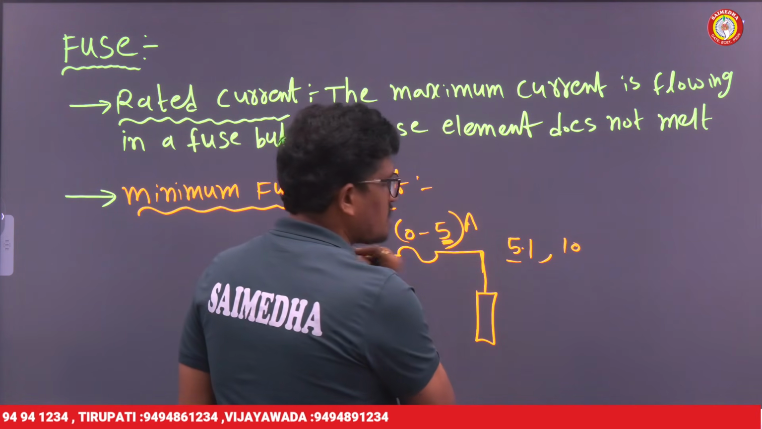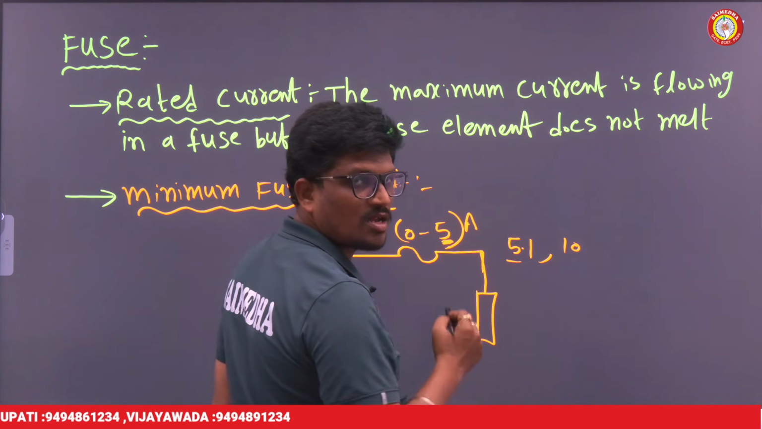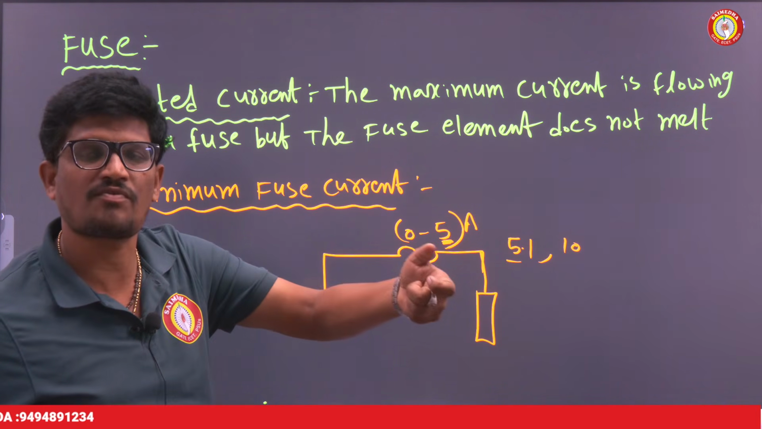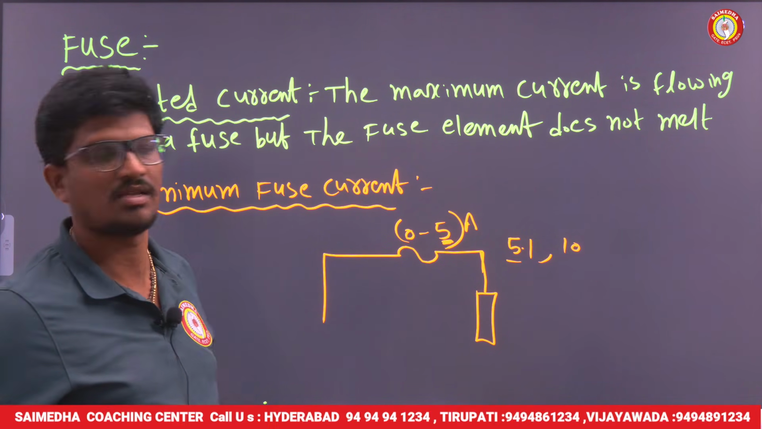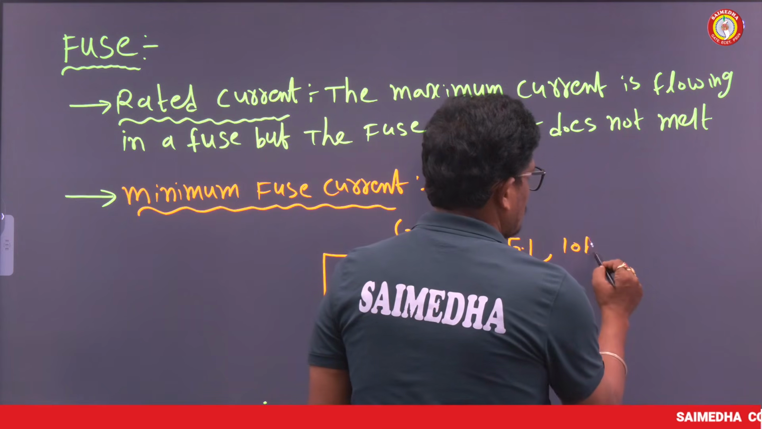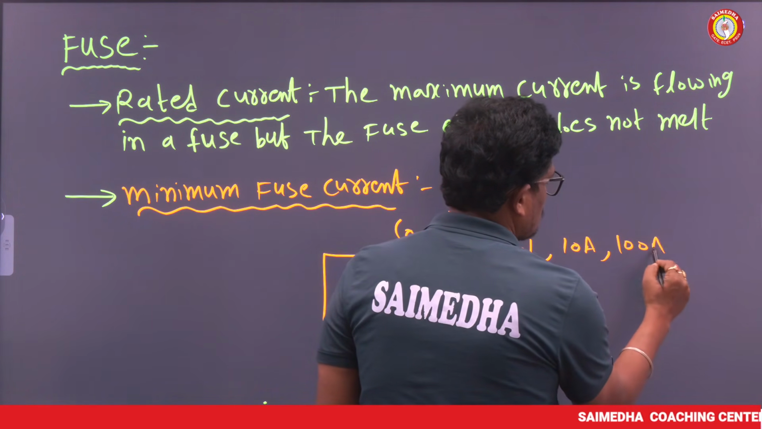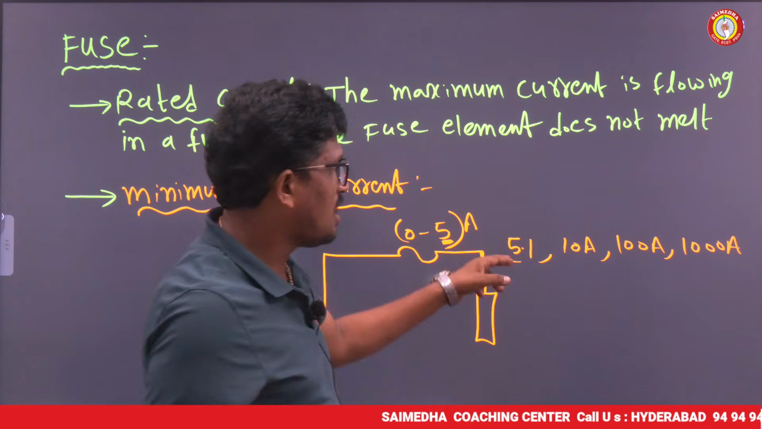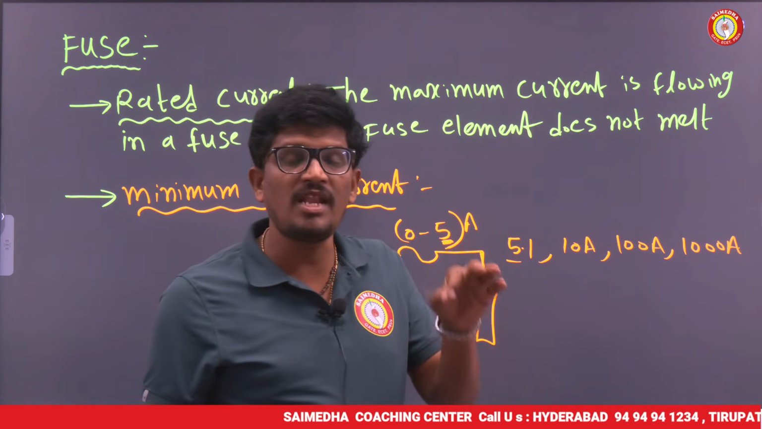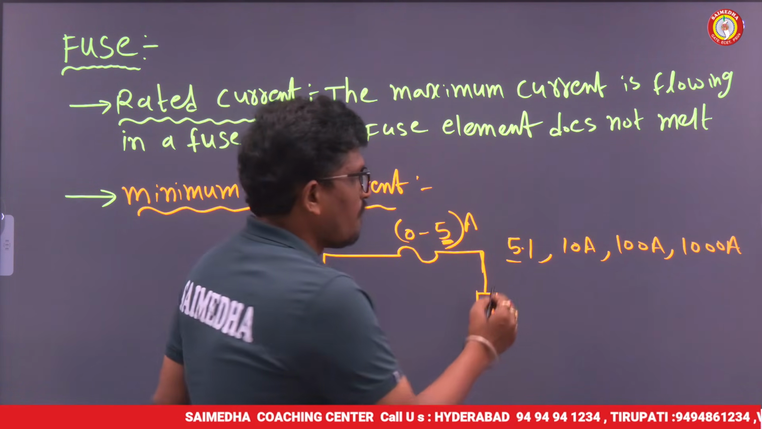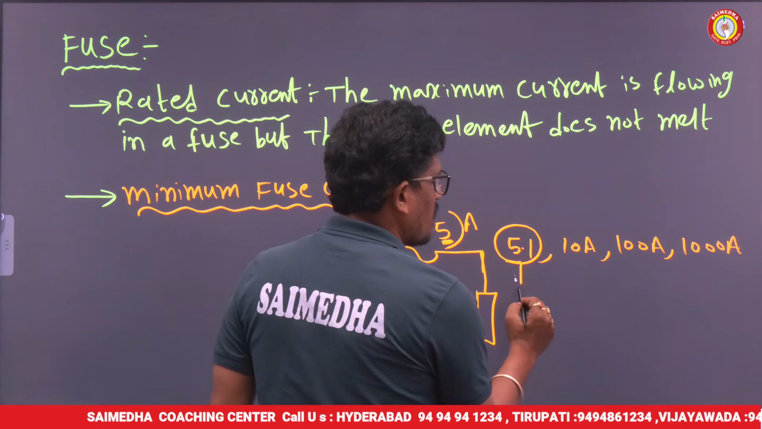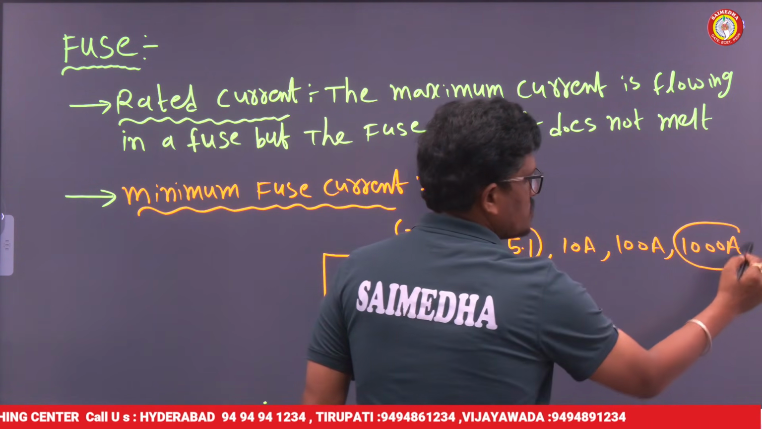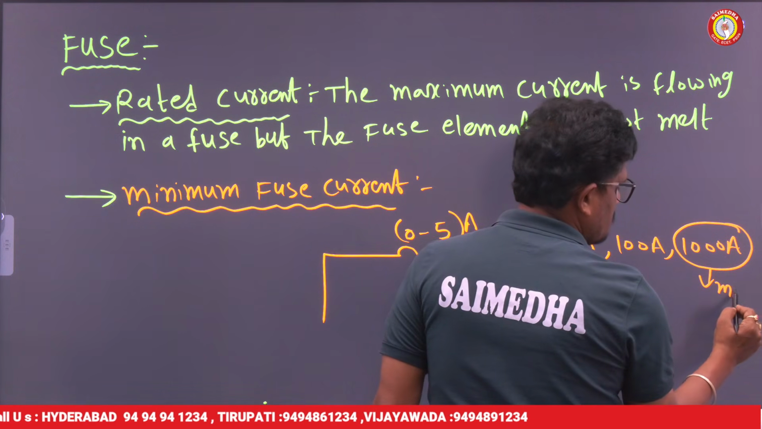మనం పెట్టిన రేటింగ్ 0 to 5 ఆంపియర్ రేటింగ్ ఉన్న ఫ్యూజ్ మనం ప్రొవైడ్ చేసినప్పుడు దానికన్నా లిటిల్ బిట్ ఎక్సెస్ ఆఫ్ కరెంట్ ఫ్లో అయినా కూడా అది ఫాల్ట్ కరెంట్ గా మనం డిక్లేర్ చేయాలి. 5.5, 1, 10, 100 and 1000. This all are no doubt it's a fault current. బట్ ఈ అన్ని రేంజ్లో మినిమం ఫాల్ట్ కరెంట్ ఏది? 5.1 is a minimum fault current, yes or no? 1000 ఆంపియర్ ఈజ్ అ మ్యాక్సిమం ఫాల్ట్ కరెంట్.